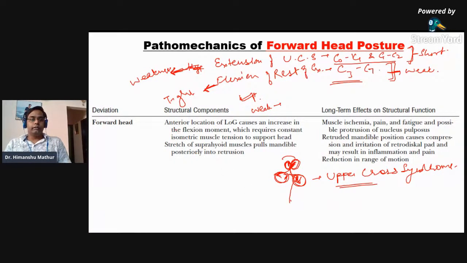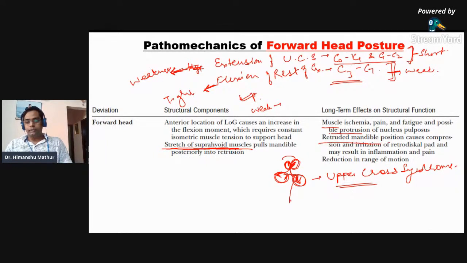Now, the structural components: the anterior location of the LOG causes an increase in the flexion moment, which requires constant isometric tension to support the head. There is stretch of the suprahead muscles along with the deep neck flexors, and there is isometric tension and weakness in the suprahead muscles also. Okay, now muscle ischemia, pain, fatigue, and possible protrusion of nucleus pulposus can be there in the long term, although it is not that common.